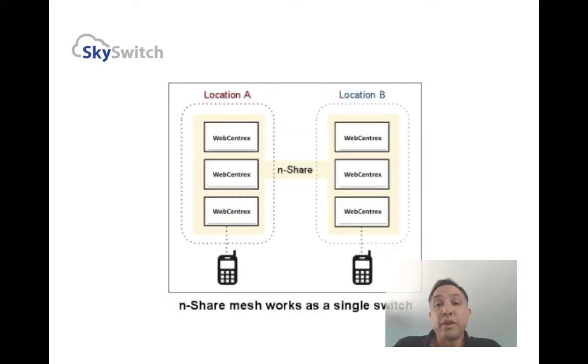And it's possible because our servers use end-share technology, which is also known as active-active technology. And what that means is that all information on any server is available to all the other servers in the network in real time, so that any phone can connect to any server and get the same kind of service.